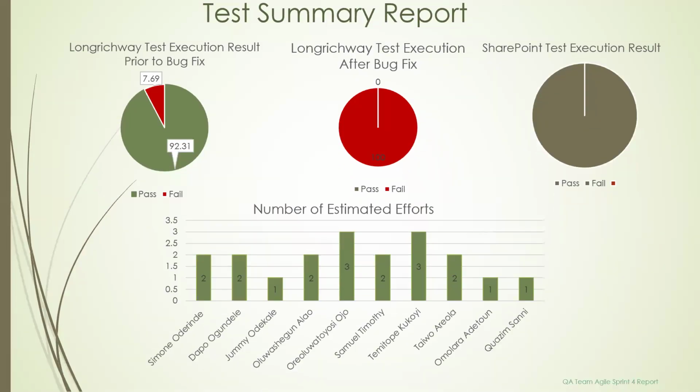Here is the test summary report. This test summary report captures the longitudinal test execution result and also the SharePoint. You can see that for the SharePoint, out of the 6 PBIs, everything passed. And of course, the longitudinal is 92% pass and 7% failure. And here is the estimated number of efforts by my team members.